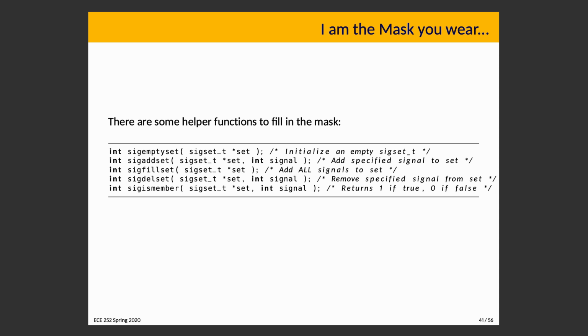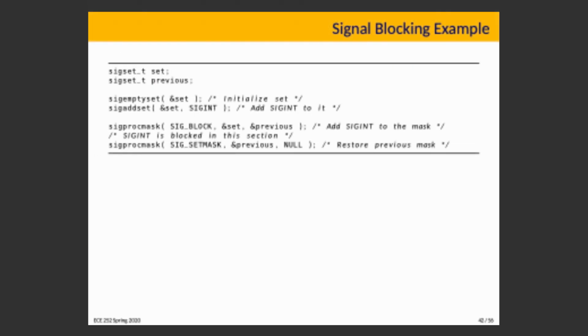Sigfillset adds all valid signals to the set, so all the ones that you are allowed to add will be added. Sigdelset removes a specified signal from the set if it was in there, and sigismember returns 1 if it's true and 0 if it's false, so that the provided signal is a member of the provided set. So let's actually look at an example.